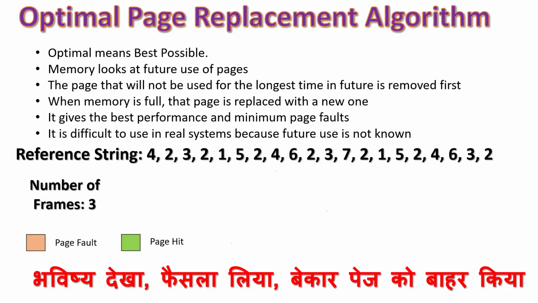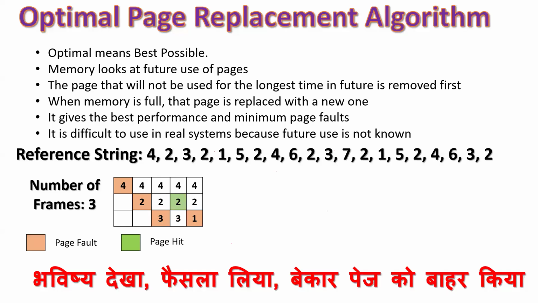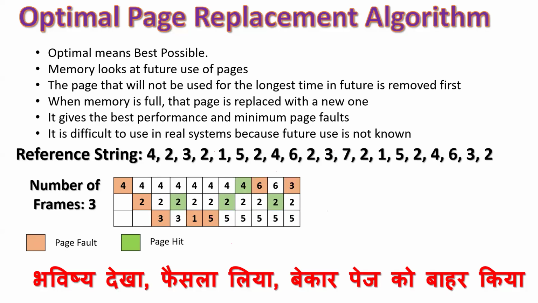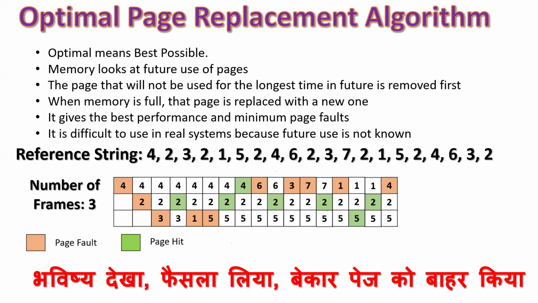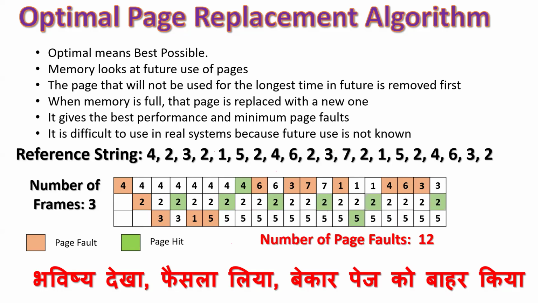Now let me use the same reference string with 3 frames. The idea, as I stated, is: भविष्य देखा, फैसला लिया, बेकार पेज को बाहर किया. So here we have the same reference string with 3 frames. Let us see how it works. You will see the number of page faults is smaller than the earlier two algorithms, one can say the lowest among all algorithms. Like with FIFO we saw 17, with LRU we saw 15, with optimal you see 12. And this clearly shows the efficiency of the optimal approach.